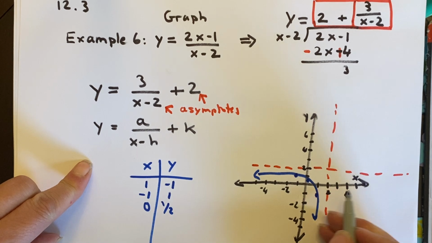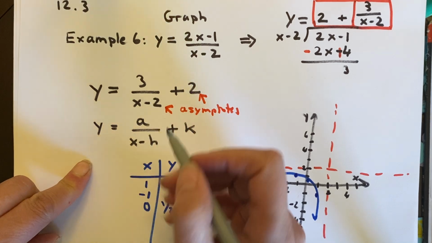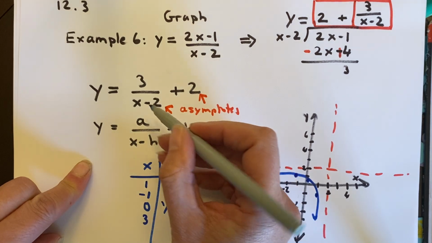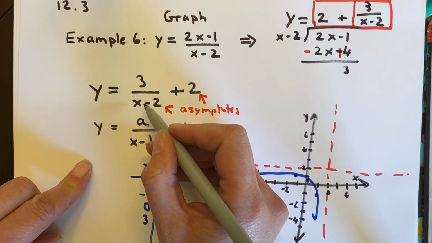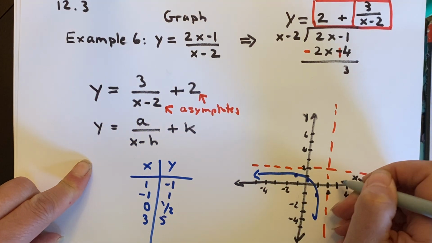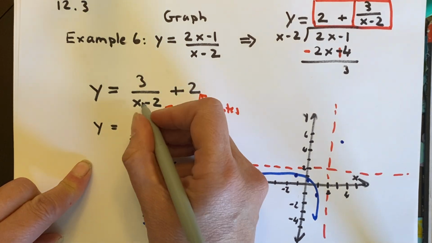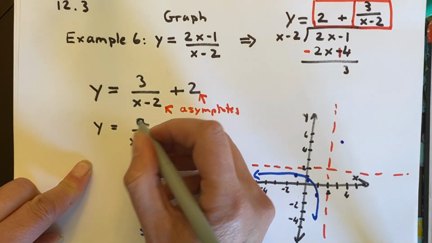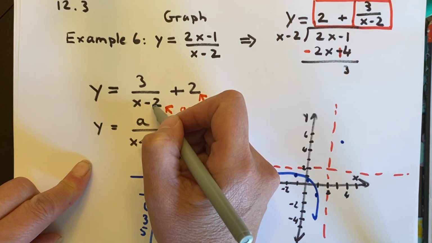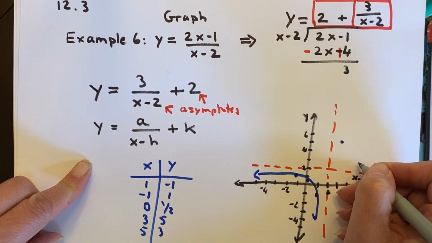I'm going to do my second branch, and for my second branch I realize I really should try to get numbers greater than 2. Since 2 is my asymptote, I can't put in a 2 because I get an undefined value, so I'll try 3. 3 divided by 3 minus 2, so 3 divided by 1 is 3, plus 2 is 5. So if x is 3, y is 5. I'm also going to try a 5 for x, because I'll get a 3 on the bottom. 5 minus 2 is 3, 3 divided by 3 is 1, 1 plus 2 is 3. So if x is 5, y is 3.